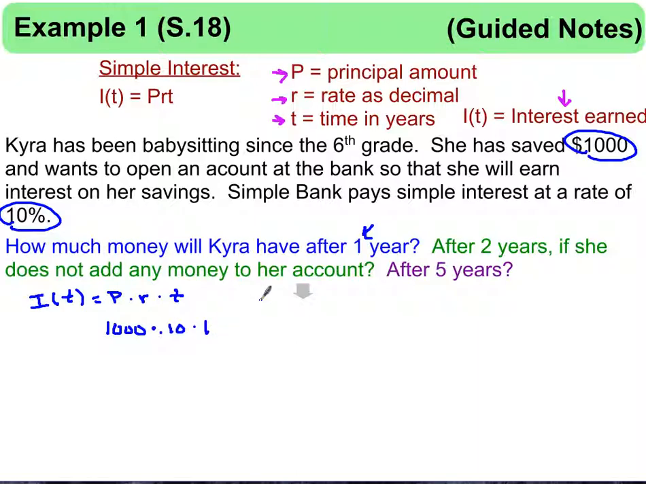So we'll start by taking that 1,000, multiply that by the 0.10, and then multiplying that by 1, and it turns out that the interest earned, and we'll talk about this in a minute, the interest that her account earns after 1 year based on a 10% rate at $1,000 is $100. Now, that's not what she has in her account. The question says, how much money will Kyra have in her account after 1 year? And so I have to take that 100, I need to add that to the 1,000.